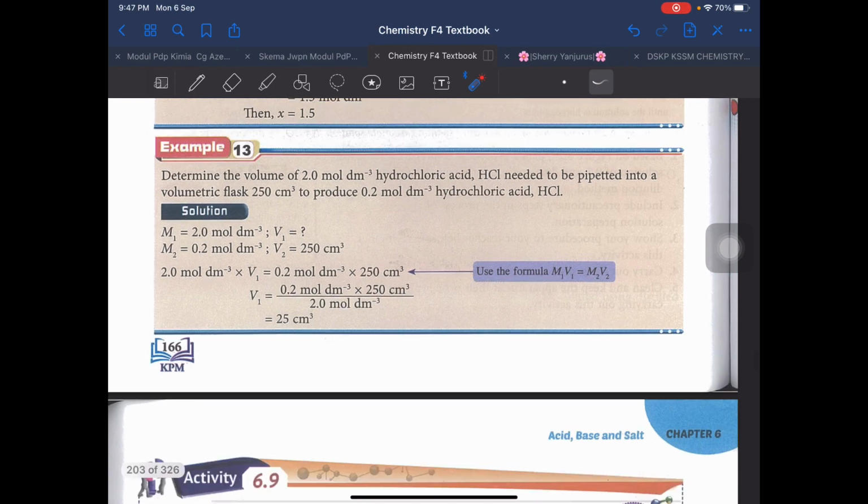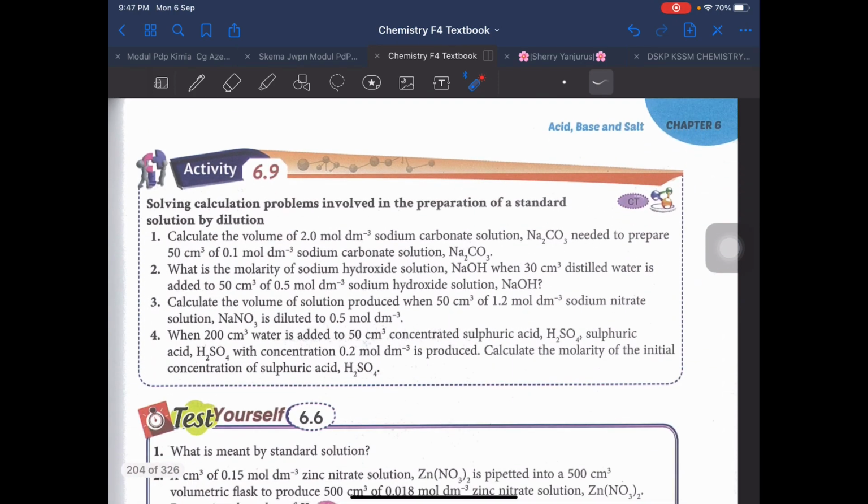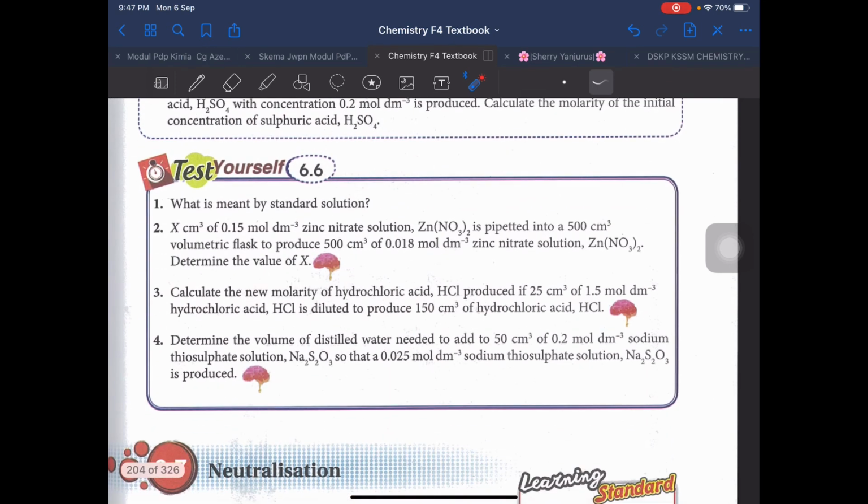Okay, so you will need to complete this activity 6.9, solving calculation problems involving the preparation of standard solution by dilution. Ini dilution, so most of it memang guna M1V1, M2V2. Okay, as long as the soalan mention about dilution, remember to use that formula. And also test yourself 6.6.